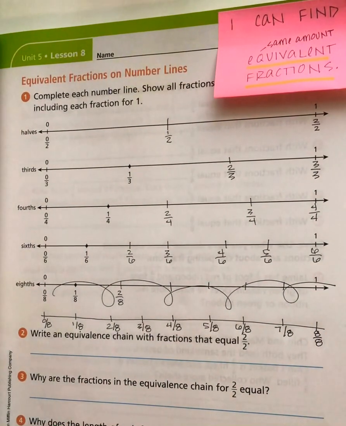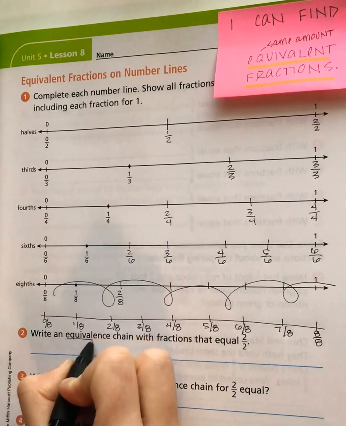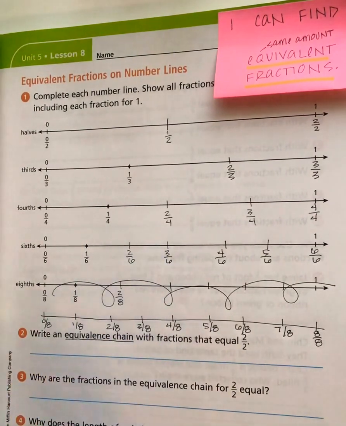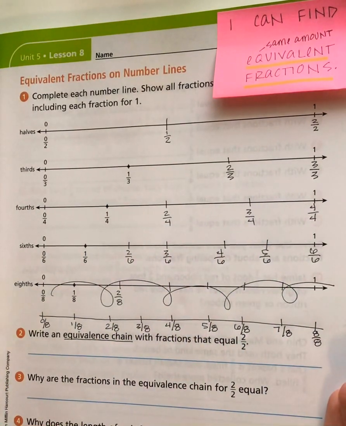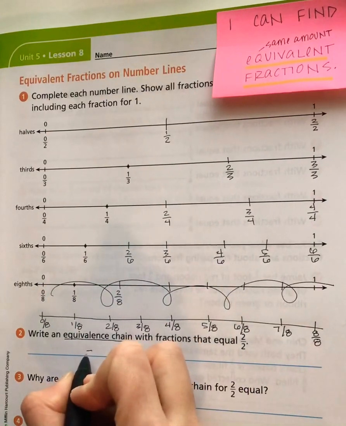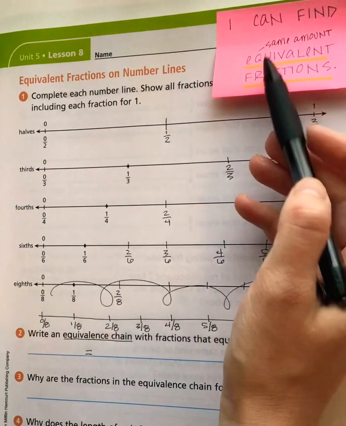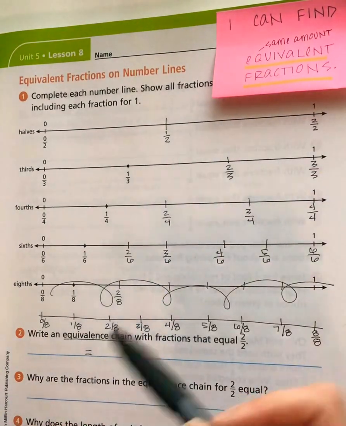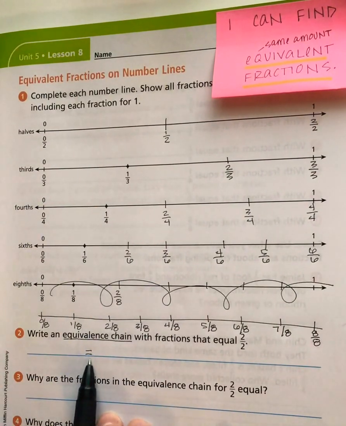Now it wants me to write an equivalence chain with fractions that equal 2/2. So you're going to see this term equivalence chain in a lot of your work. An equivalence chain is just an equation where you write all the equivalent fractions equal to each other. So if it's asking you to write an equivalence chain, I highly recommend that you just start with an equal sign. Because remember, equivalent means the same, and equal, same, equivalent, these words, that's how you mathematically show equivalence or that something is the same, by putting an equal sign.